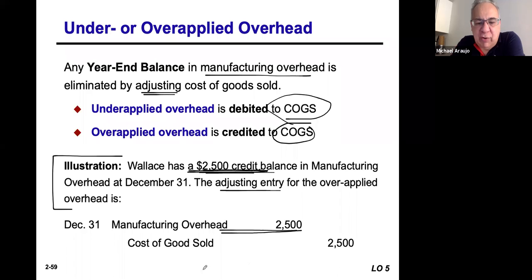You move that credit to cost of goods sold because you want to lower your costs. Having a credit balance means you over-applied the overhead, which means you thought your costs were higher than they were. So you have to lower your costs. So lowering your cost of goods sold happens on the credit side. And that's what happened here.